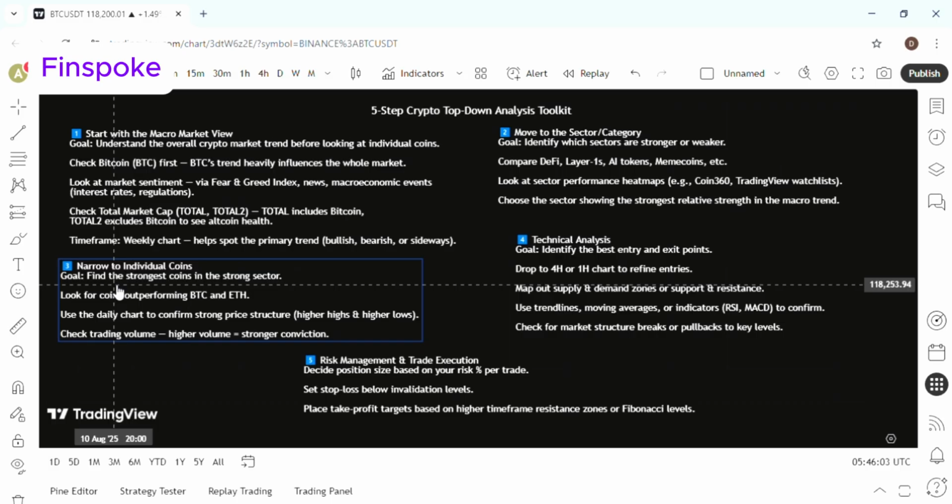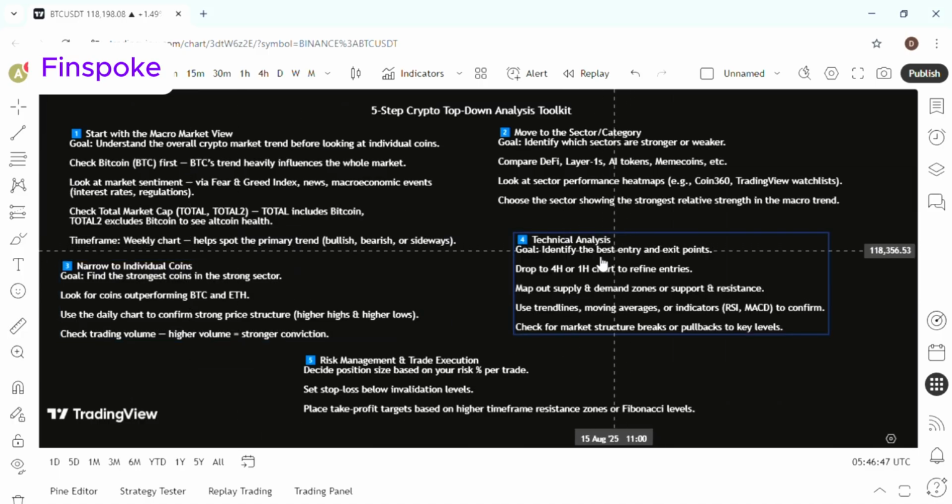Your purpose for this is to find the strongest coin in the strong sector. Look for coins that are currently outperforming BTC and Ethereum. You can use the daily chart to confirm strong price structure. Like we all know, the market structure: higher highs, higher lows. That's when you want to get into the market, when the market is making higher highs and higher lows. You don't want to get into the market when the price is flat, when the market is ranging, consolidating, or just moving sideways. That's when the market keeps eating from you. Check the trading volume. It gives stronger conviction.